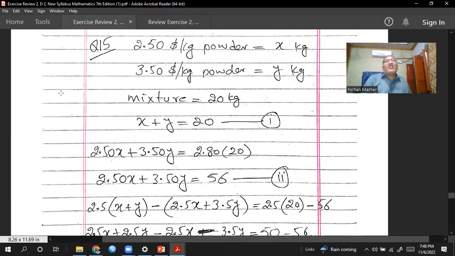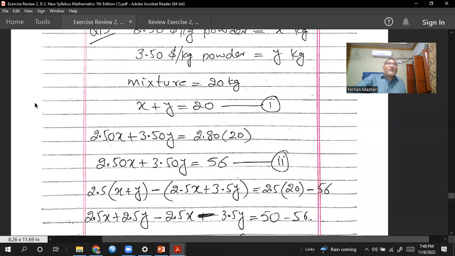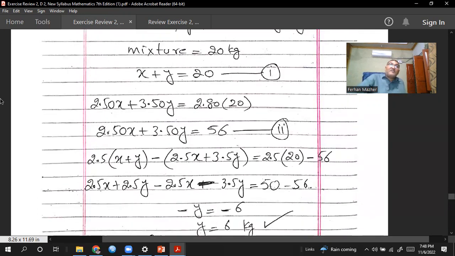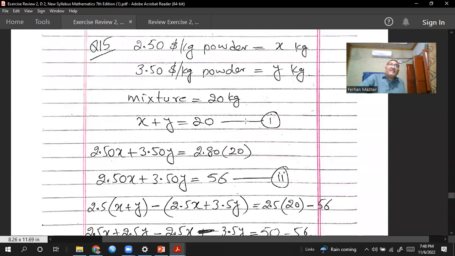So the $2.50 per kg powder, suppose that is X kg, and the $3.50 per kg powder is Y kg. The total mixture of them is 20 kg, so X plus Y is equal to 20 kg. That is my first equation. Then, because they made no profit, no loss, 2.50 into X plus 3.50 into Y will be equal to 2.80 into 20. So 2.50x plus 3.50y equals 56. So these are my two equations.